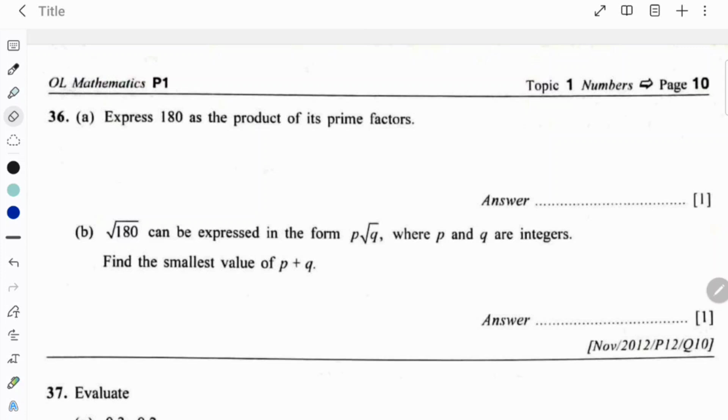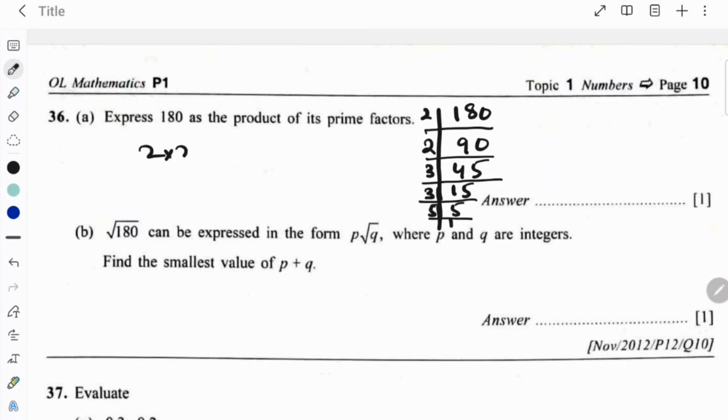Alright, the next question is from November 2012, paper 1 to question 10, question number 36, part A: express 180 as the product of its prime factors. So 180 is 2 times 90 and 2 times 45. Now 3 fives are 15, and 5 times 1 is 5. So 2 into 3 times 3 times 5.